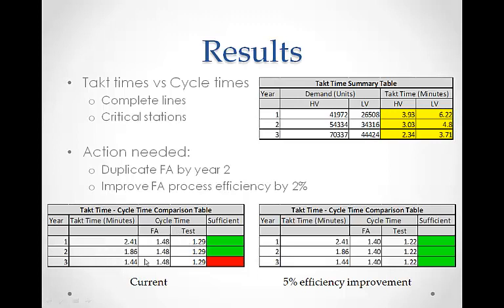As you can see, duplicating the stations does not quite meet the demand. The demand can be met with a 3% efficiency improvement. This only equates the 2 times. With a 5% efficiency improvement, there is a slight buffer between the takt time and the cycle time.